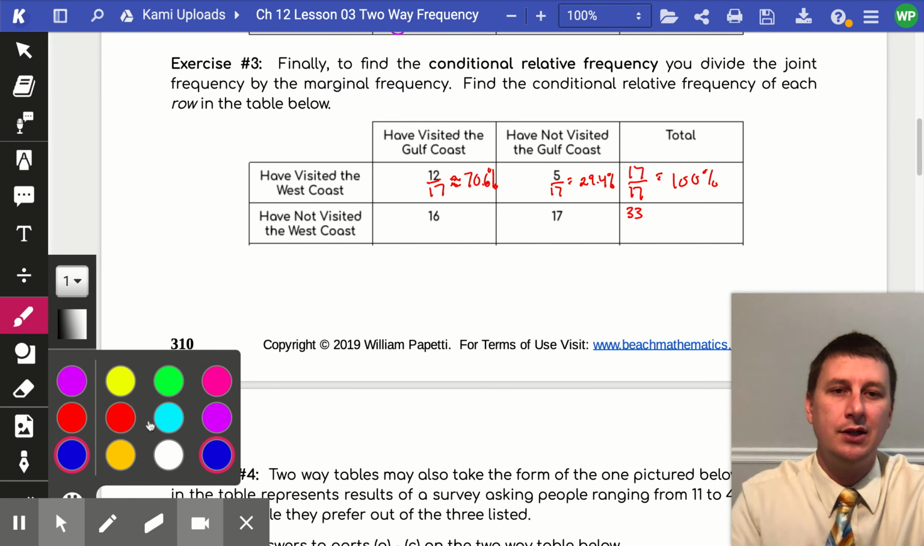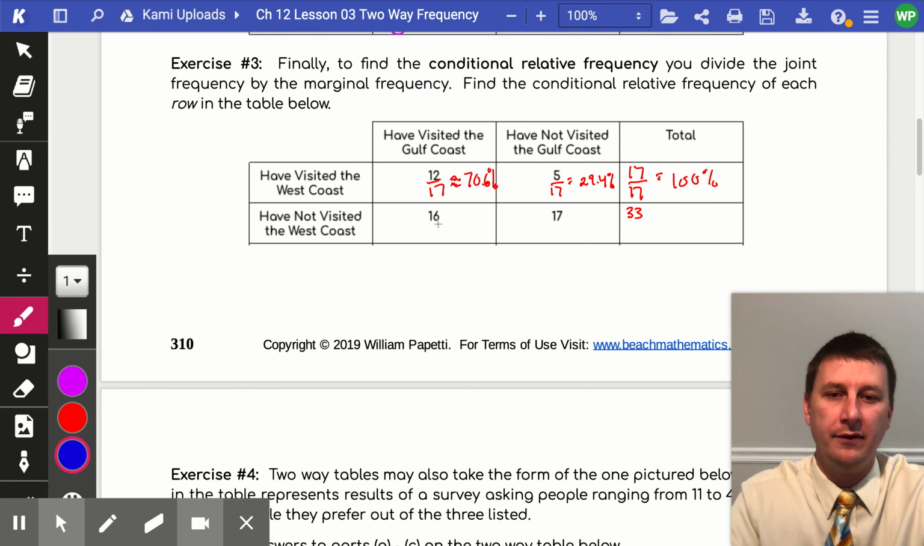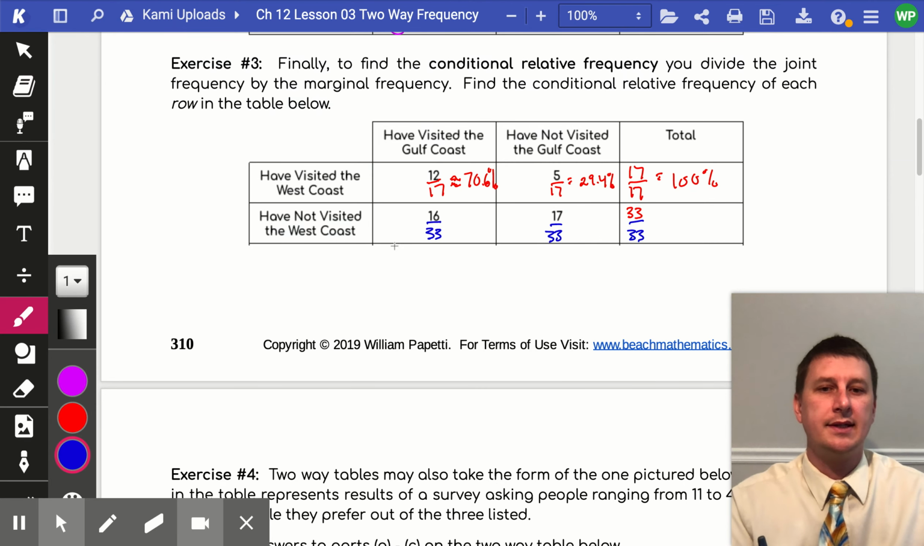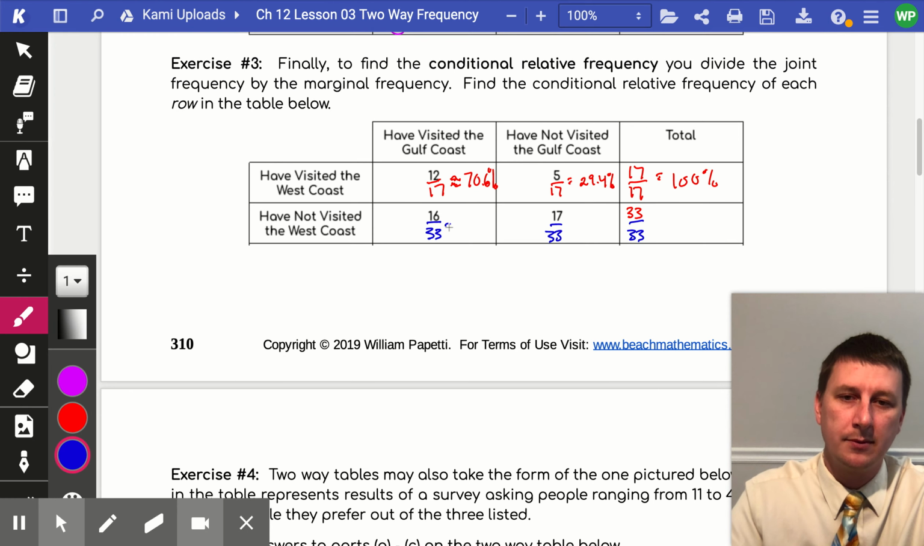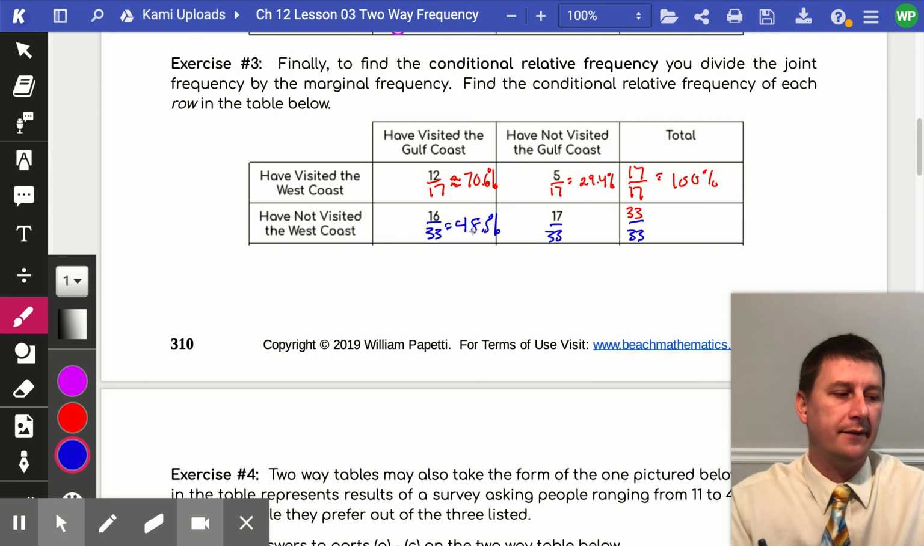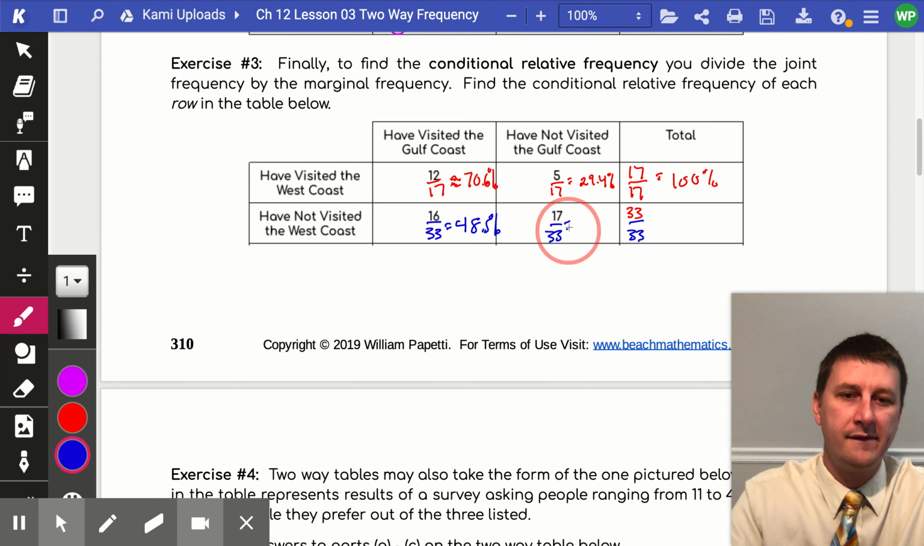So now we're going to find the conditional relative frequency of the bottom row of this table by dividing by the total, which is in this case 33. If we take 16 and divide it by 33 to find a percent of 16 over 33, it's going to be about 48.5%. And if we were to take 17 and divide it by 33, we're going to get 51.5%. And again, if we were to add up those two percentages, we would get 100%.